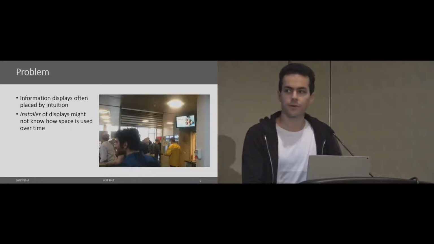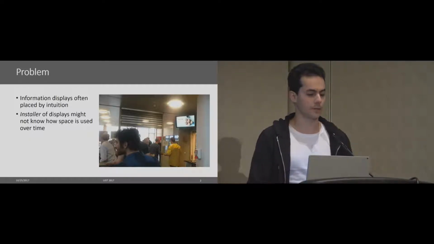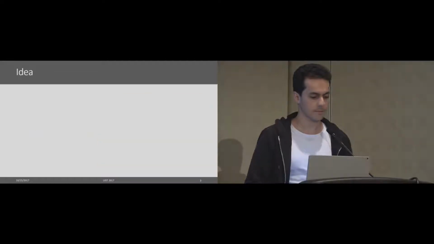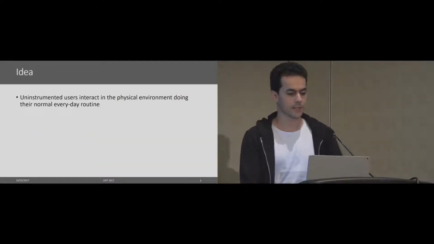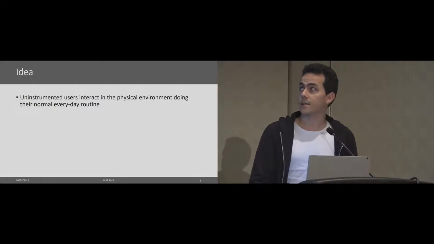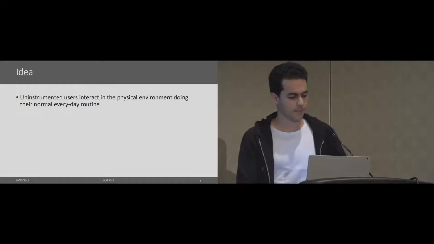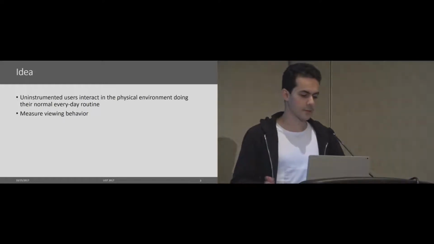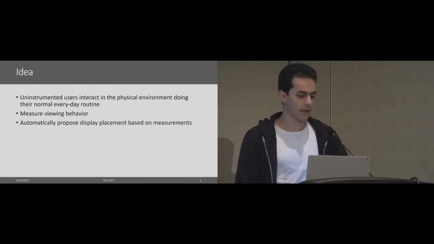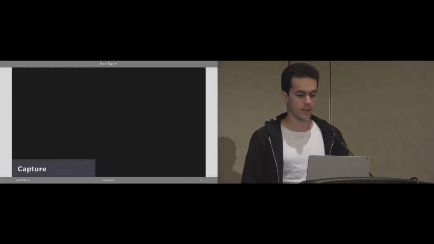And that's also true for other environments like in a manufacturing domain or in office spaces. So the idea we have is that we let uninstrumented users interact in the physical environment doing the normal everyday routine. And while they're doing so, we measure their viewing behavior, and in the end, our system automatically proposes display placement based on these measurements. And this is what it looks like.